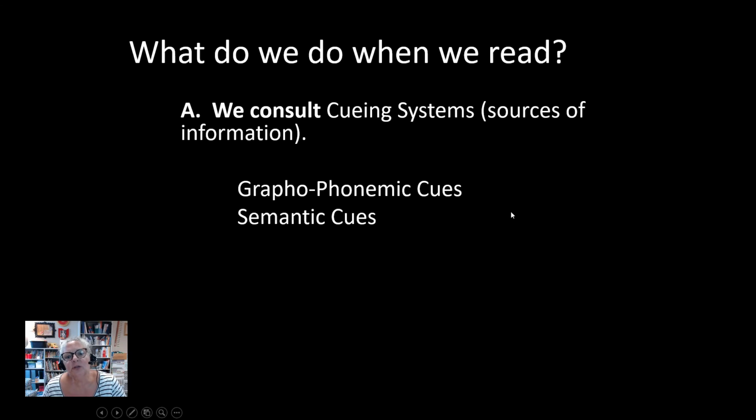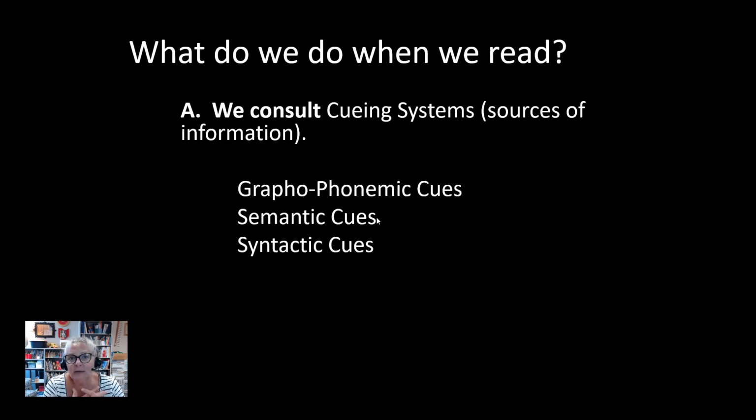We're also using semantic cues. Semantic cues are the meaning on the page, so the context. So when you read a sentence, you're thinking about the context on the page, the sentence, maybe even a picture on the page, and those pieces of information help you determine the meaning of the text. So semantic is the meaning or context clues on the page.